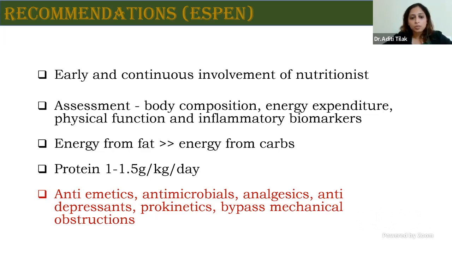If there's any mechanical obstruction, then this can be bypassed using an enteral method of feeding. But that is after all these other simple measures have been tried to treat the other causes of anorexia. And parenteral nutrition, like I earlier mentioned, should be the last resort.